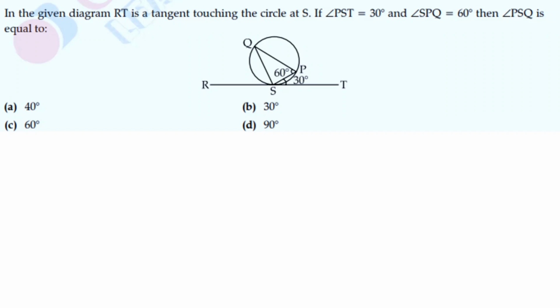In this question, we have to find the angle PSQ. See what we know. We know angle PST is equal to 30 degrees and angle QPS is equal to 60 degrees. But we have to find angle PSQ. Now how will we find it? Let's see.